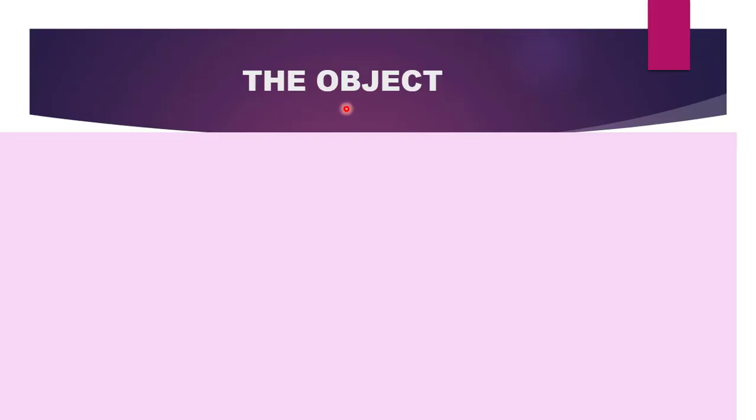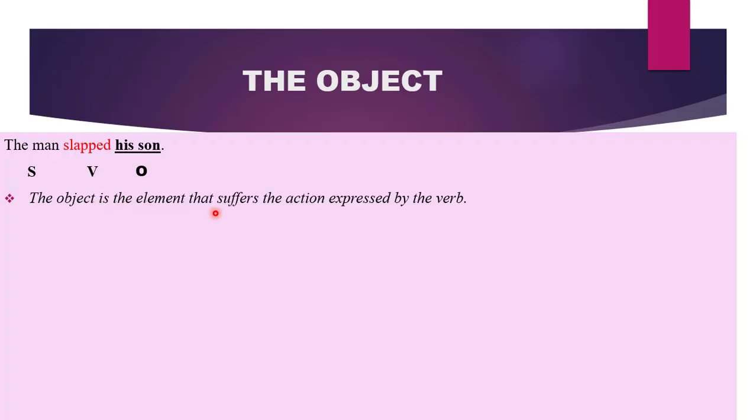What is an object? Let us read this sentence. The man slapped his son. In this sentence, clearly, we can say that the man is the subject. Slapped is the verb. What about his son? What is the role of his son in this sentence? In the sentence, the son is receiving a very hot slap. Therefore, since the son is suffering from the action word slapped, we will call it the object. Therefore, we can explain the object as the element that suffers the action expressed by the verb.